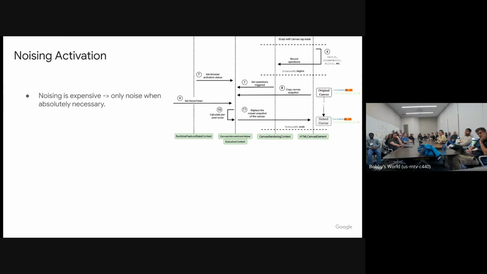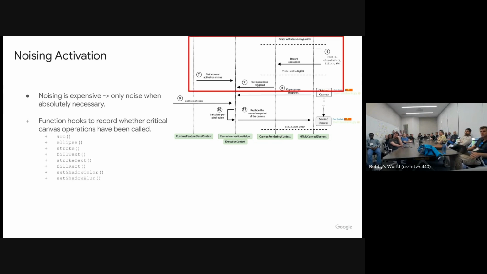But essentially, how we determine this is we have a bunch of function hooks that record whether critical canvas operations have been called. Some of the functions that we've noticed from notable trackers are arc, ellipse, stroke, fillText, strokeText, fillRect, and so on and so forth. There are many more I couldn't list. Essentially, if these get called, that's one of the many heuristics we use to determine whether we should activate noising. The other one is whether the canvas is 2D, and mainly whether it's in the GPU context.